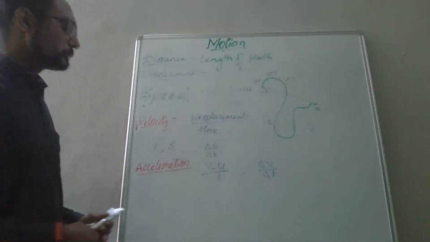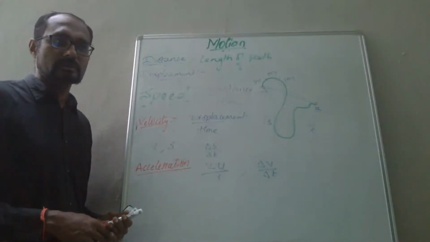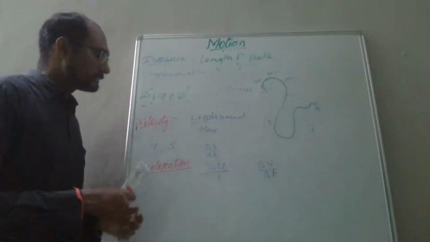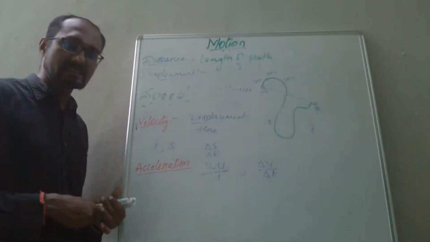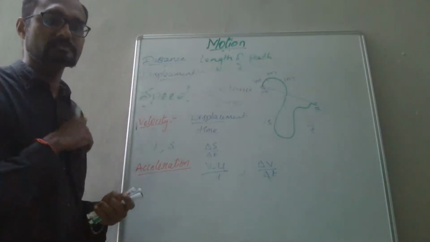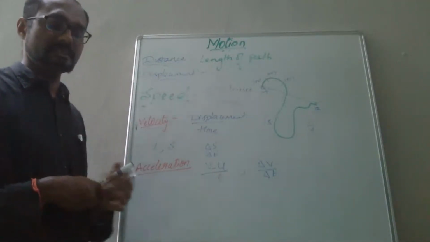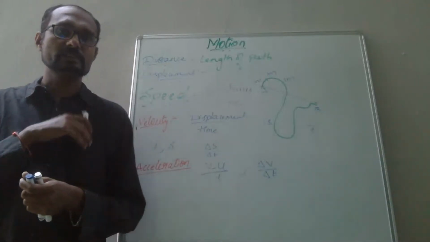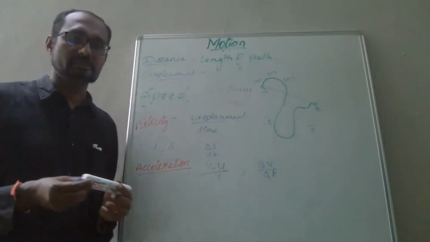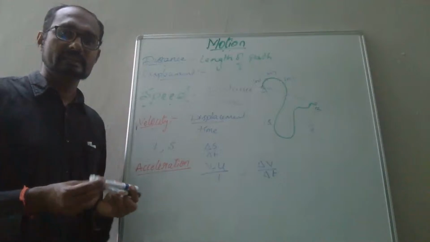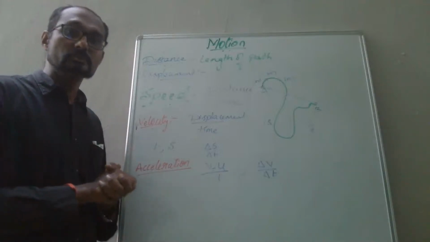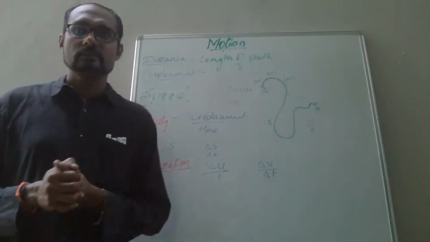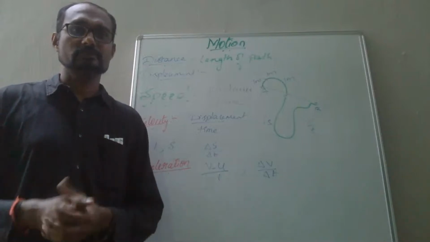Now coming to the next part, acceleration. Can acceleration also be uniform and non-uniform? Definitely yes. If a body is undergoing equal change in velocity in equal intervals of time, then we say it is uniform acceleration. You must have come across this word that acceleration due to gravity is uniform.